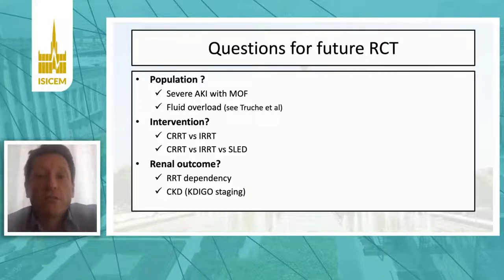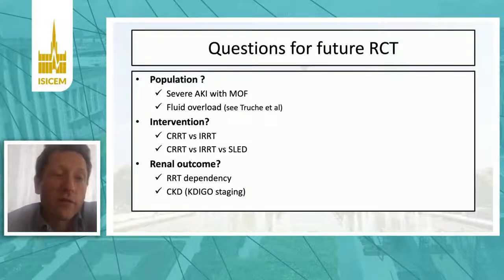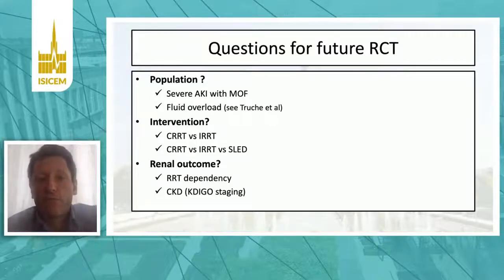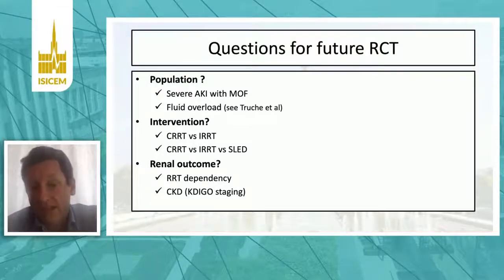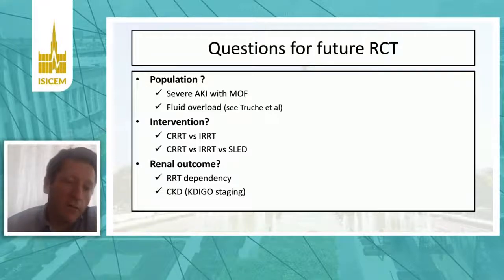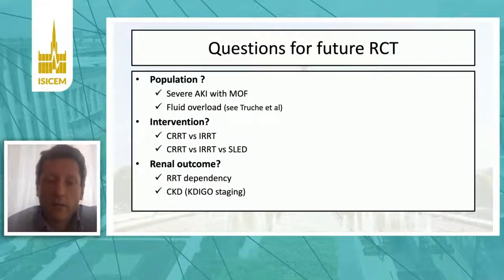What are the questions for future randomized control trials? Which population? Severe AKI with multi-organ failure, fluid overload. It could be interesting to discuss this population. What kind of intervention? Continuous, intermittent, or SLED maybe? And what kind of outcome? I think RRT dependency and CKD, chronic kidney disease occurrence, may be good outcomes in future randomized control trials.